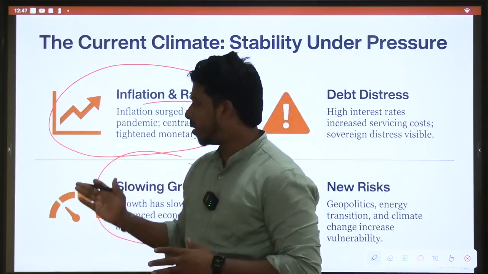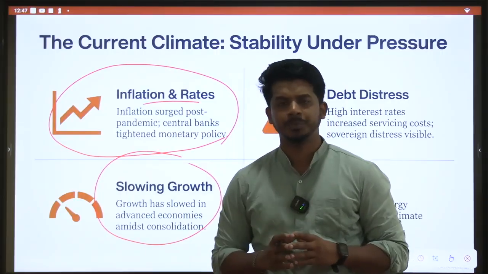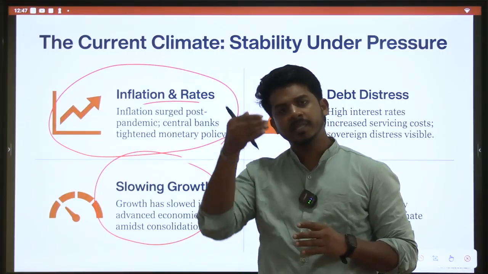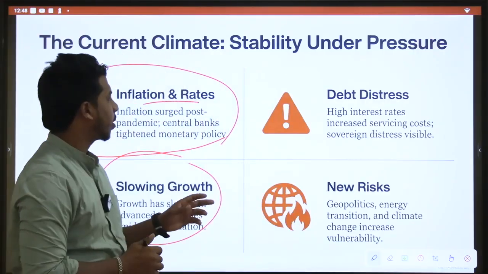We have seen in the previous class also that China is experiencing deflation. That means prices are falling in that country. So different countries are going on different paths.